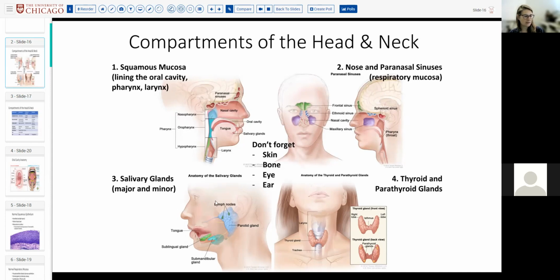We, of course, have our digestive salivary glands, the major ones being the parotid, the submandibular, and the sublingual, but there are minor salivary glands everywhere in the upper aerodigestive tract, right? The palate, the trachea. So you can get salivary type lesions there as well. My favorite organ, the thyroid, accompanied by its small parathyroid glands, we'll talk about today as well. I'm not going to go over a lot of normal histology of skin or eye. We'll cover a little bit of bone, we'll cover a little bit of ear, but all of these compartments are relevant for the head and neck.